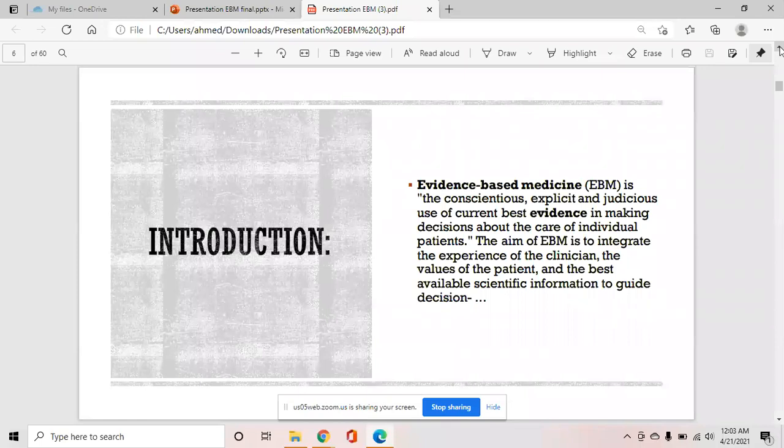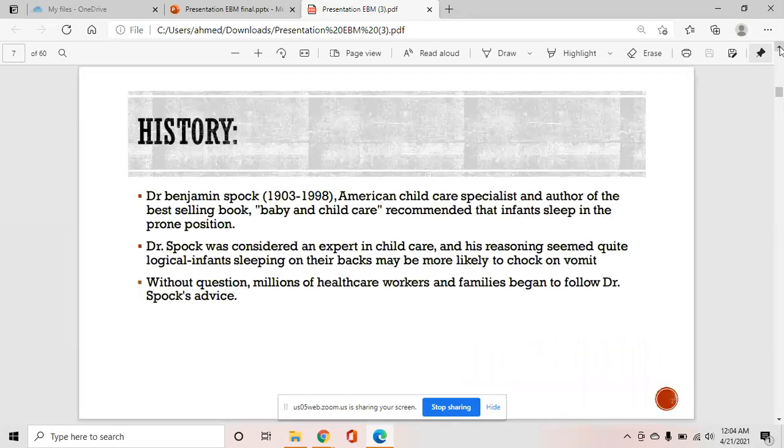Introduction. Evidence-based medicine is the conscious, explicit, and judicious use of current best evidence in making decisions about the care of individual patients. The aim of evidence-based medicine is to integrate the experience of the clinician, the values of the patient, and the best available scientific information to guide decisions.